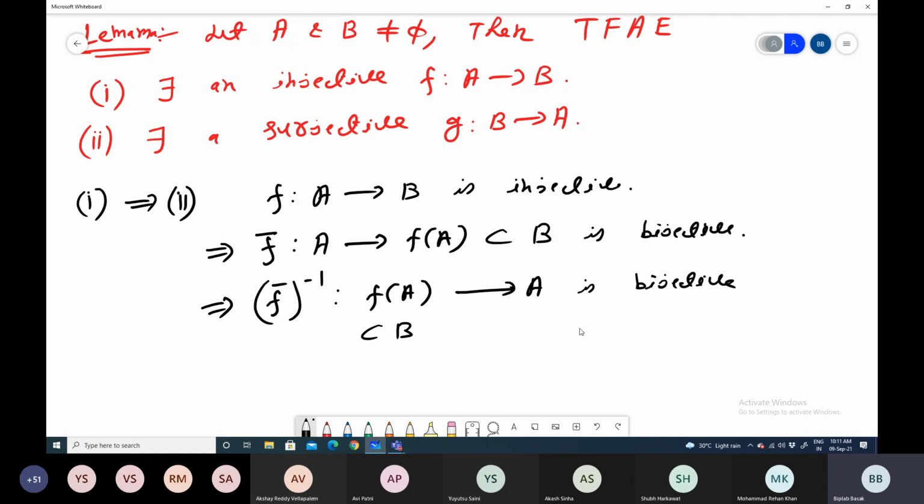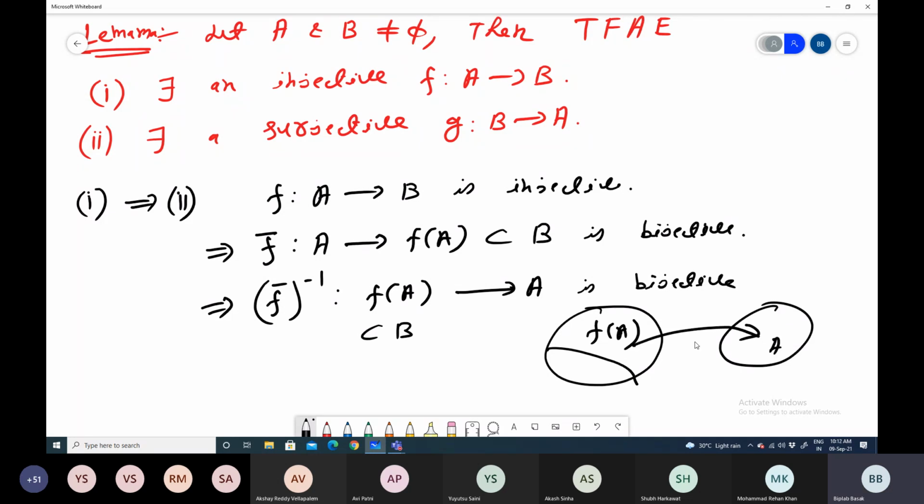So what we are doing actually, this is my f of A, and this is A. So we already have a bijective function from this to this, and this is B minus f of A. Now how to define a surjective function from B to A? Just choose a fixed element, and send all the elements to this point. So we are done. This is very simple, right?